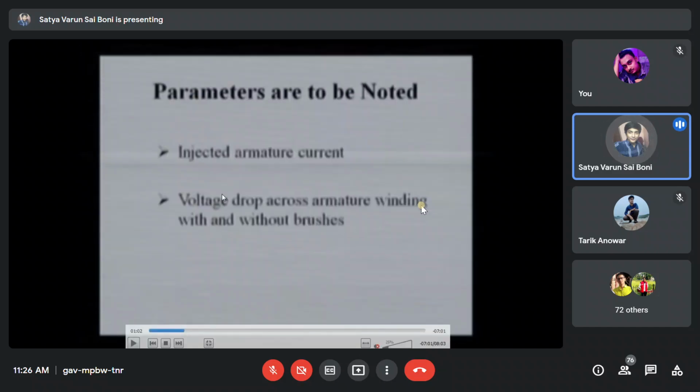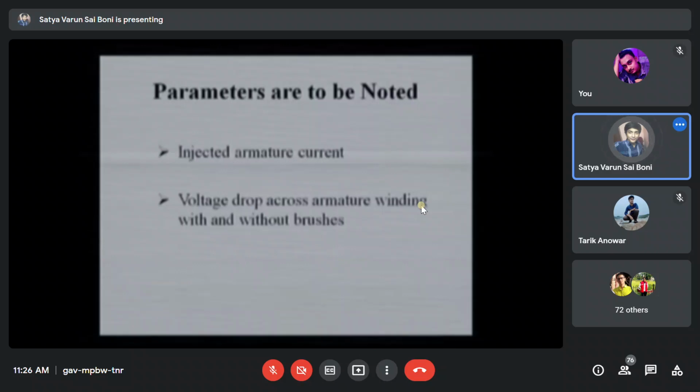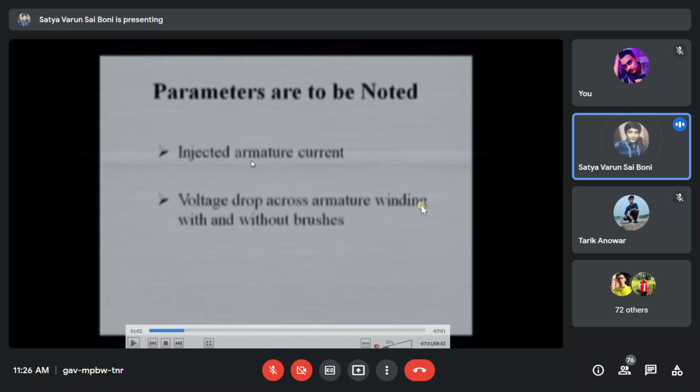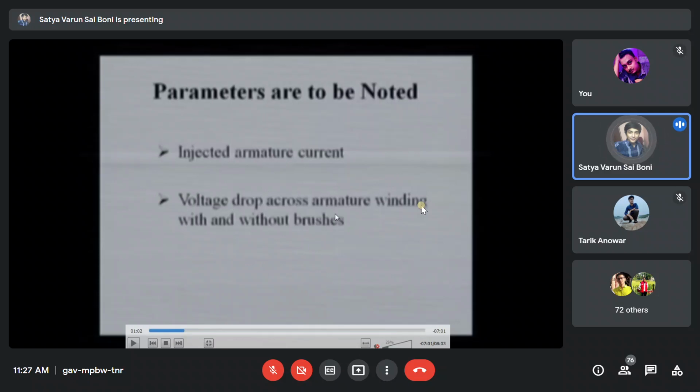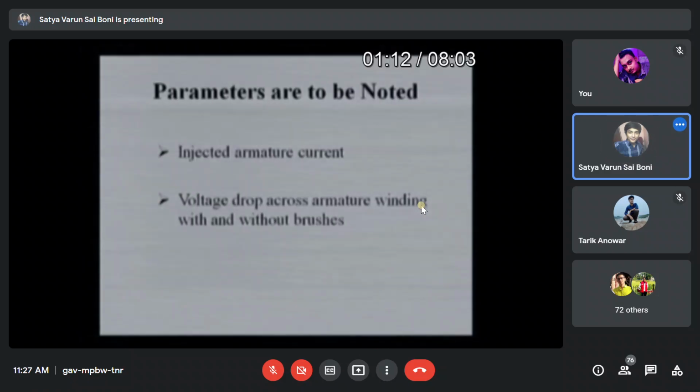The parameters to be noted, as already said: we should measure the injected armature current using the ammeter, as shown in the previous diagram, and we should measure the voltage drop across the armature winding with and without brushes. Because we place two voltmeters, we can get the voltage values with and without brushes.